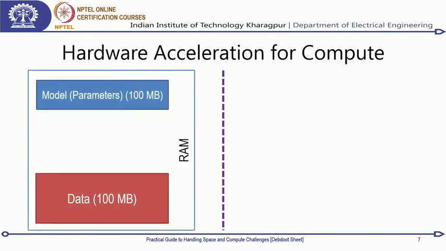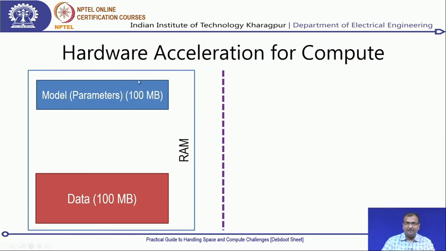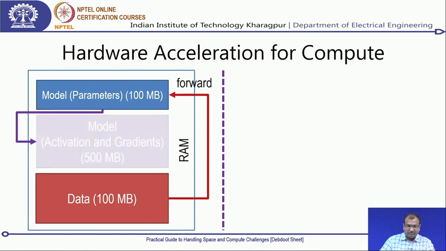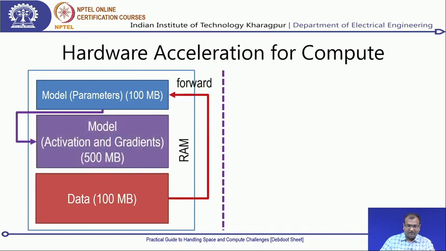Now, the next part is hardware acceleration for compute. Typically, when we are doing it on the CPU side, I have my model and the parameters of the model residing on the RAM, and I also have my data present on my RAM. Now, what I do is a forward pass, and I get the activations and the gradients, and we had done a plain simple calculation of the total number of floating point operations and everything it requires.